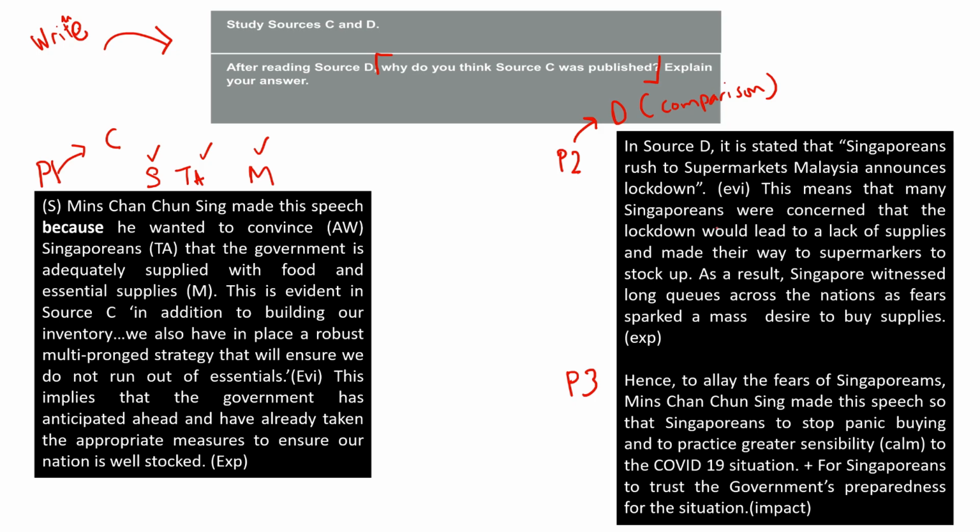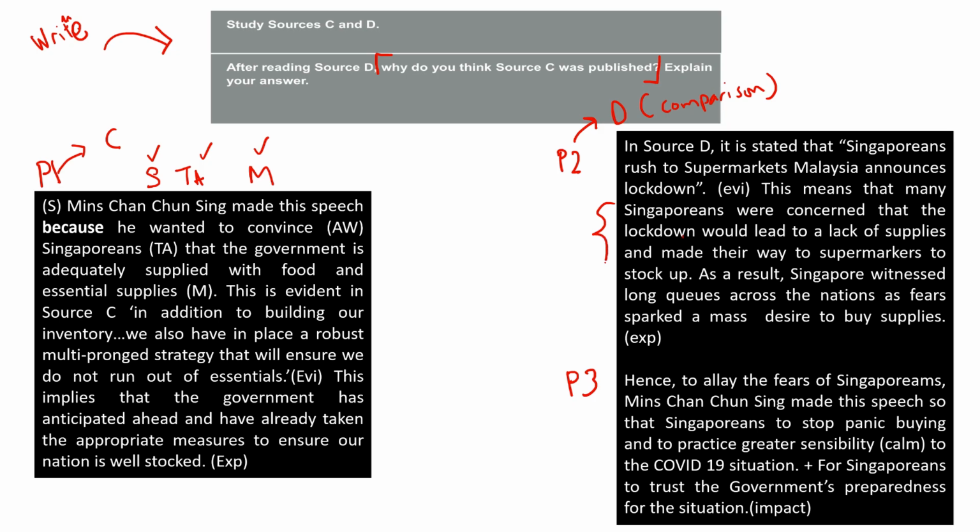And then you proceed to explain, all right, what this evidence means. Now, when you are explaining, you'll notice that when I say this means that many Singaporeans were concerned about the lockdown, would lead to a lack of supplies and therefore made their ways to the supermarket to stock up. And as a result, Singapore witnessed long queues across the nations as fear sparked the mass desire to buy supplies.